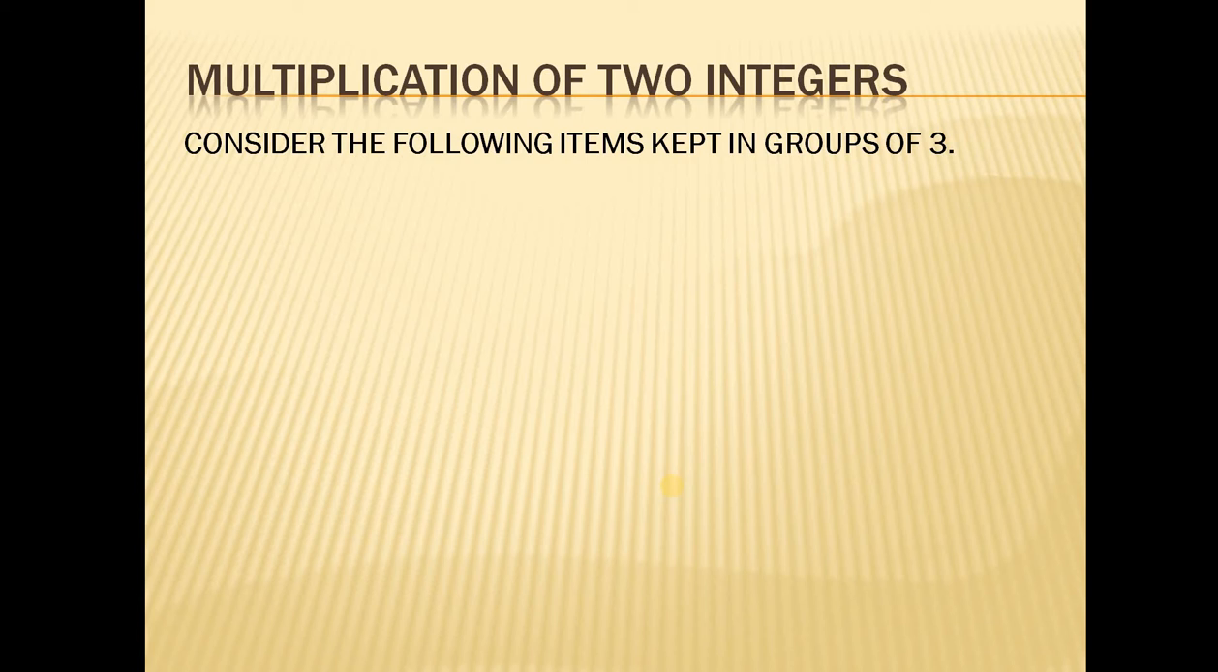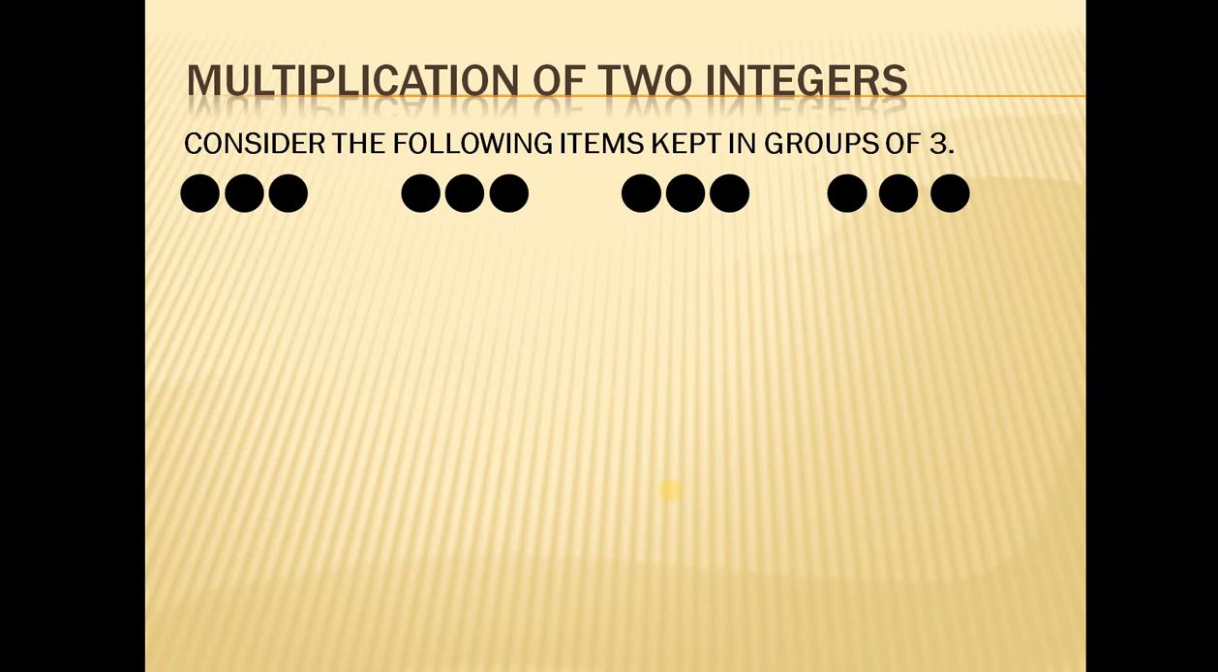Let us now recall the process of multiplication of integers. For that, let us consider the following items kept in groups of 3. You can see here 3, 3, 3, 3. In groups of 3, 4 groups are there. If I ask you to count them, you will immediately say it is 12 because you have got an idea: 3 repeatedly added 4 times.